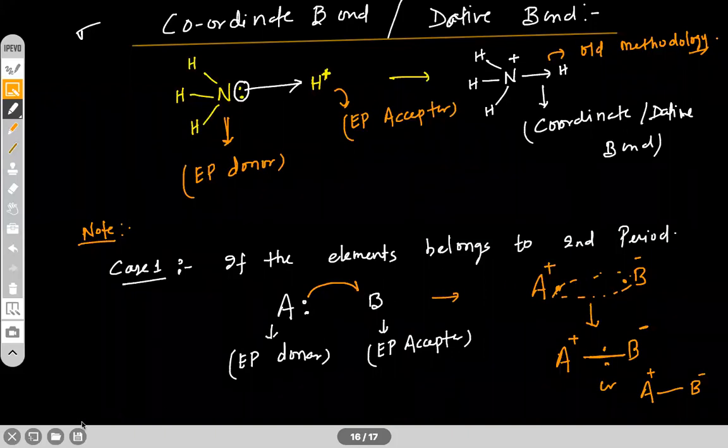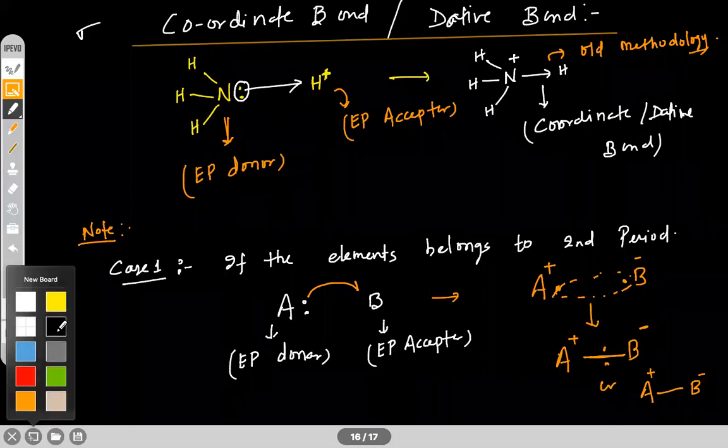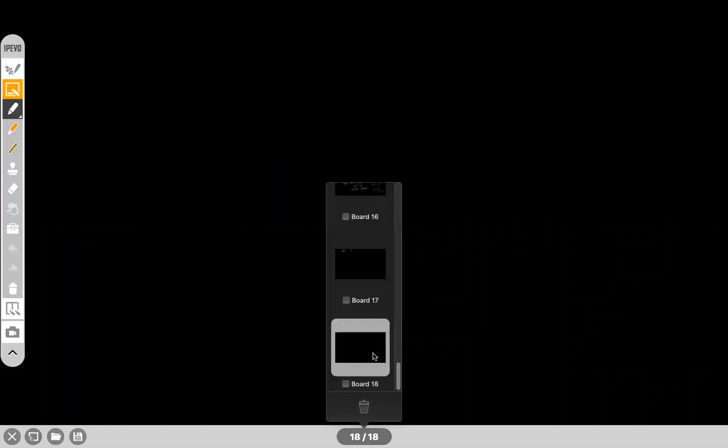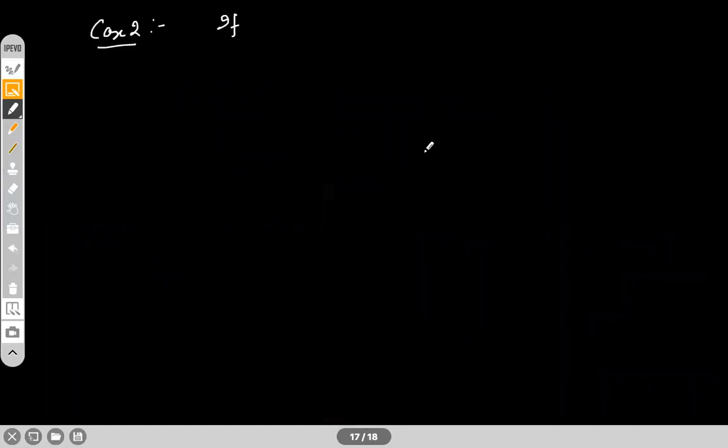But in covalent bond, both atoms give their electron and take part in the bonding. Like this one you see, suppose you have HCl, right? In HCl, we have one electron of hydrogen and then one electron of chlorine. But that is not happening in coordinate bond. Are you getting my point, Ansh? Yes. So that is the difference between the coordinate bond and the covalent bond.